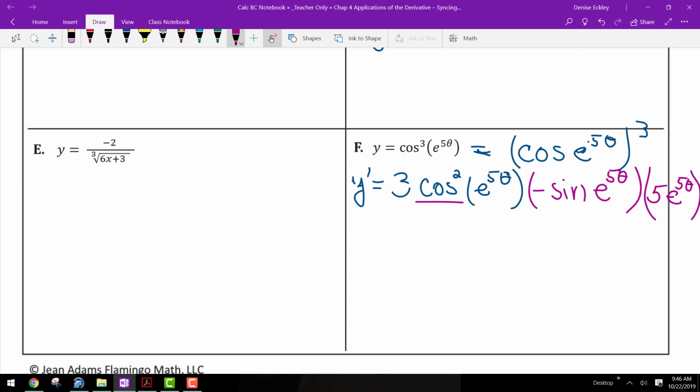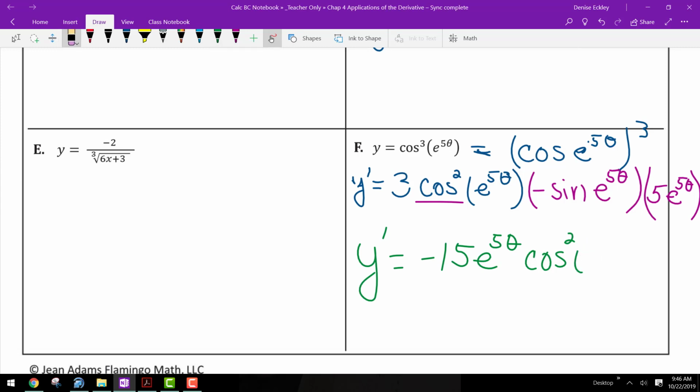So simplifying, I get for a final answer, y prime is going to be negative 15 e to the 5 theta cosine squared of e to the 5 theta times sine of e to the 5 theta. Okay, so you just keep working your way inside.